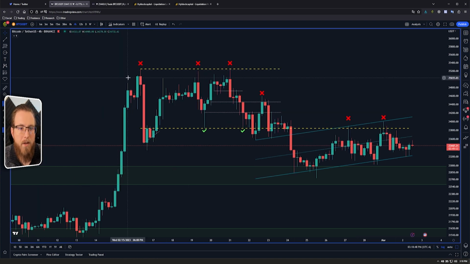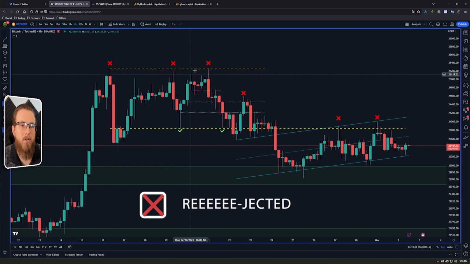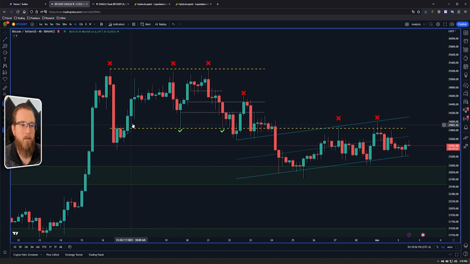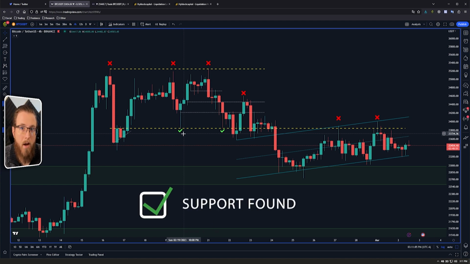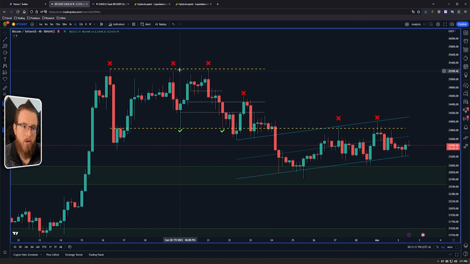So what these X's mean are basically just rejections of our upper range, right? So this is our price structure. This was just kind of ranging. We defined a top and a bottom on a horizontal range, and the check marks just signify supports, where the price bounced there, and the X's represent rejections, like at resistance. So that's pretty much how I do the check marks and X's.